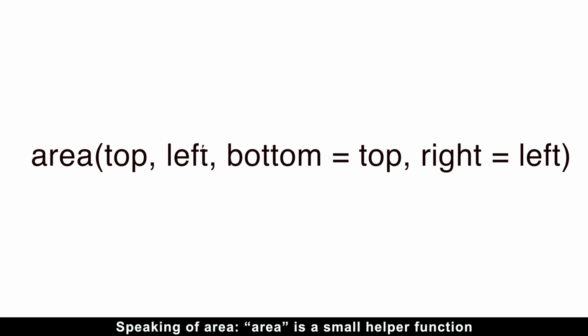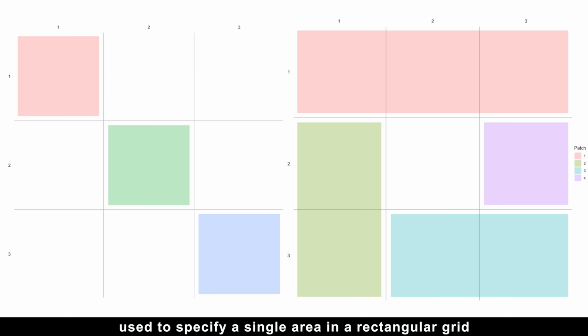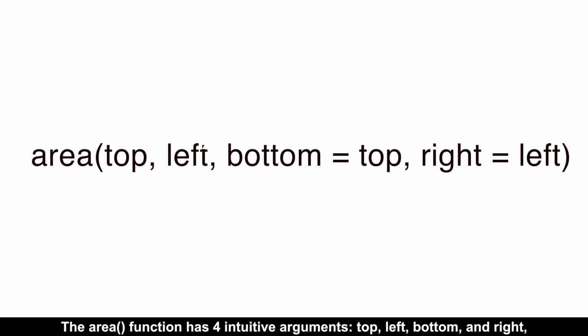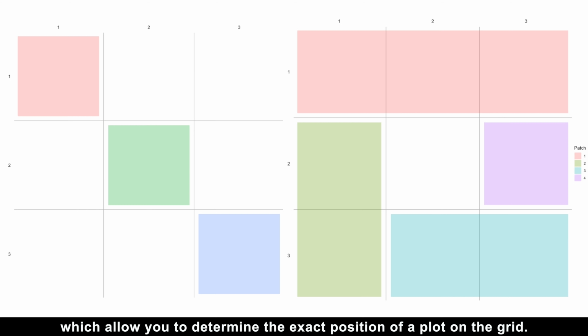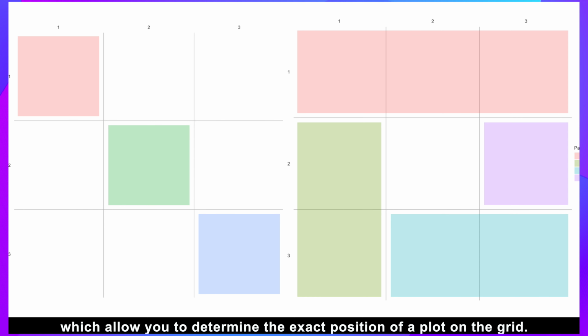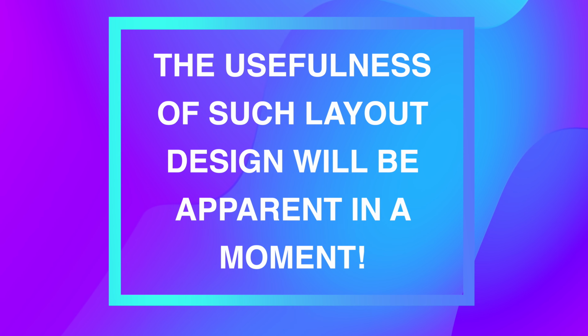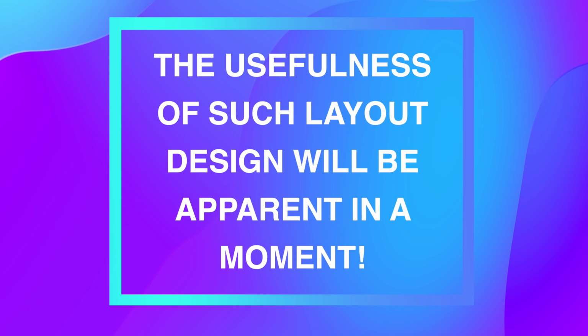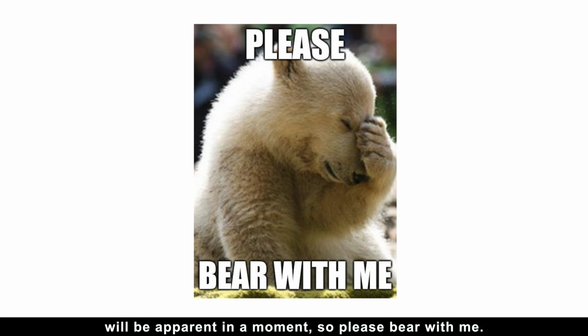Speaking of area, area is a small helper function used to specify a single area in a rectangular grid that should contain a plot. The area function has 4 intuitive arguments: top, left, bottom, and right, which allow you to determine the exact position of a plot on the grid. The usefulness of such layout design will be apparent in a moment, so please bear with me.